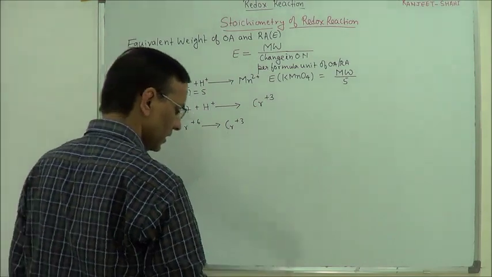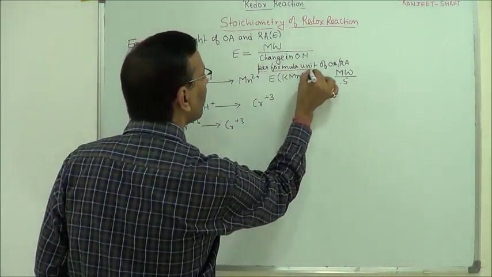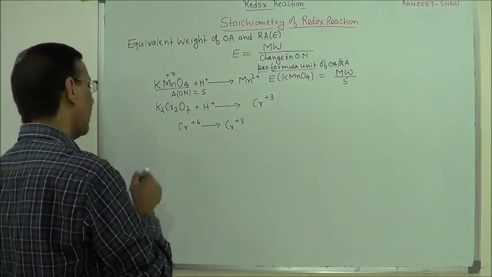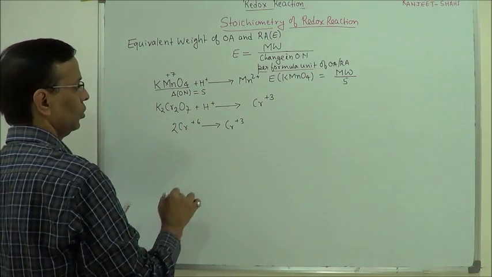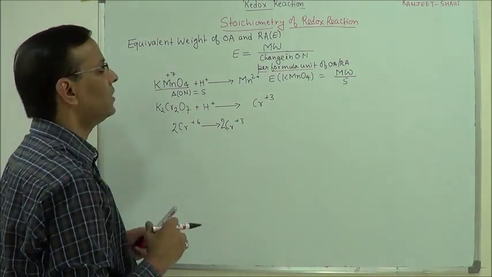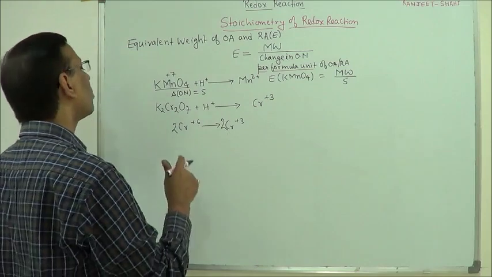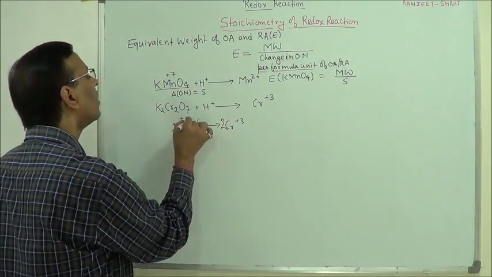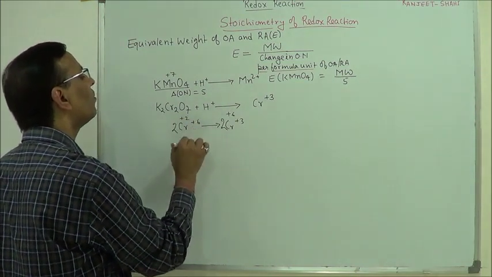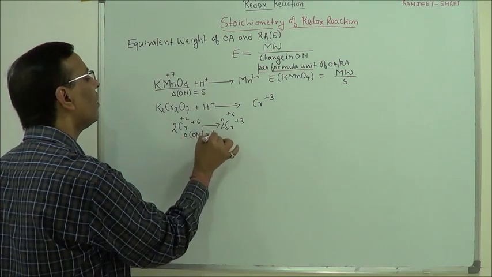But here we have written change in oxidation number per formula unit. And in one formula unit we have 2 chromium. So we'll have to take here 2. So for one formula unit we'll have to take the change in oxidation number for 2 chromium, and for 2 chromium it is 2 into plus 6, 2 into plus 3, 6. So difference of 6, oxidation number difference is 6.